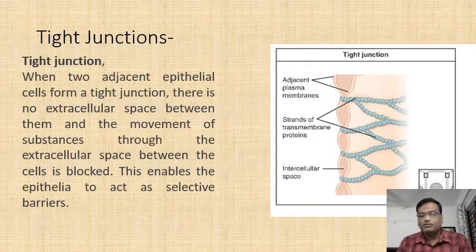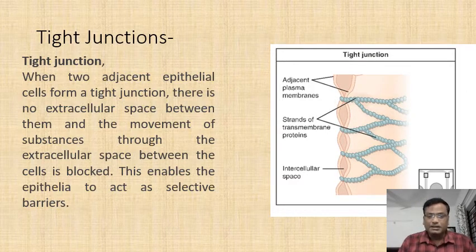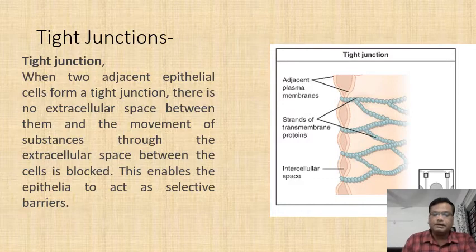So, as we can understand, the tight junctions hold the neighboring cells so tight together that there is no space for the extracellular material. And because of this, the epithelium becomes a selective barrier. For example, the materials which can enter into the organ have to pass through the epithelial tissue.